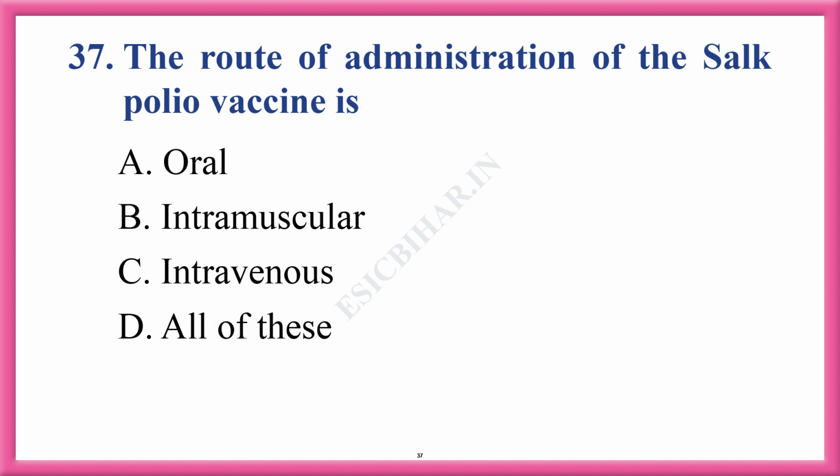Question 37. The route of administration of the Salk polio vaccine is A. Oral, B. Intramuscular, C. Intravenous, D. All of these. And answer is B. Intramuscular.